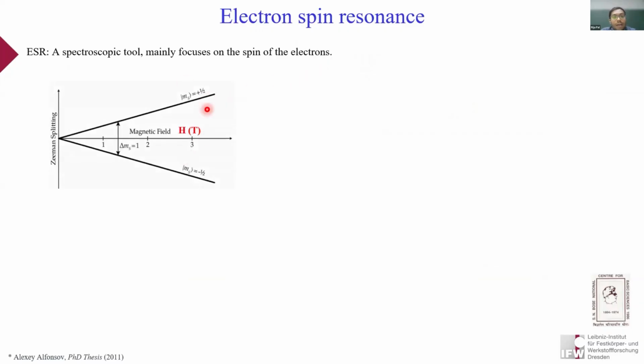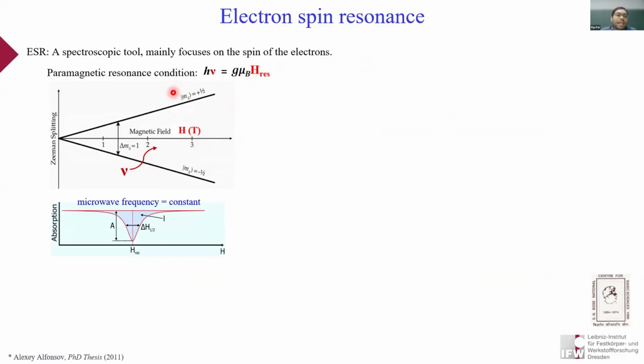Let's say we have a spin-half system. If we apply an external magnetic field, its spin states will be split with an energy difference like this. And if we apply microwave radiation, then if there is a resonance field and resonance frequency, in the paramagnetic state we can get the resonance condition like this.